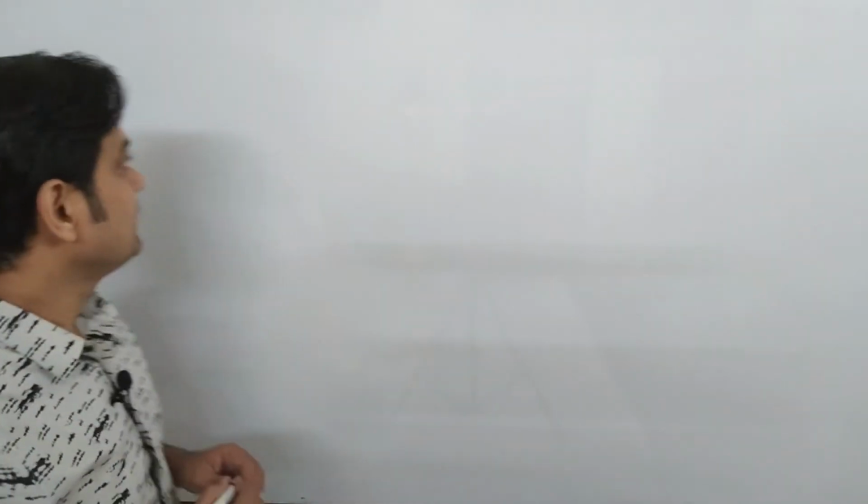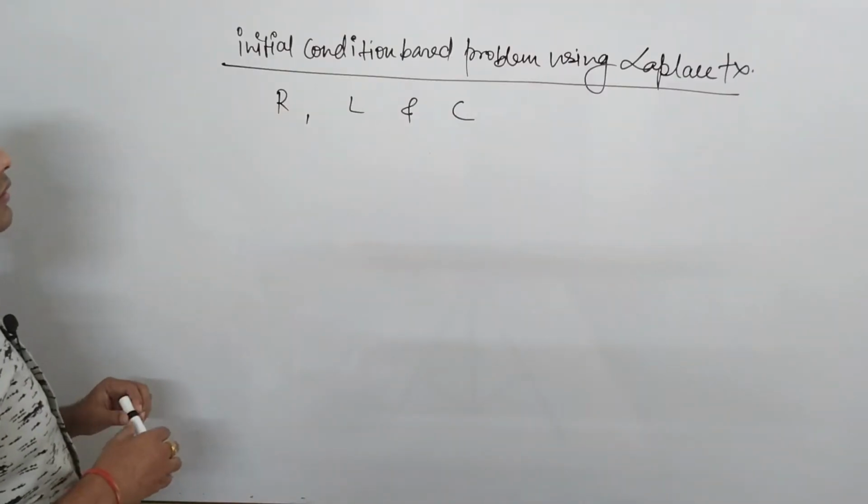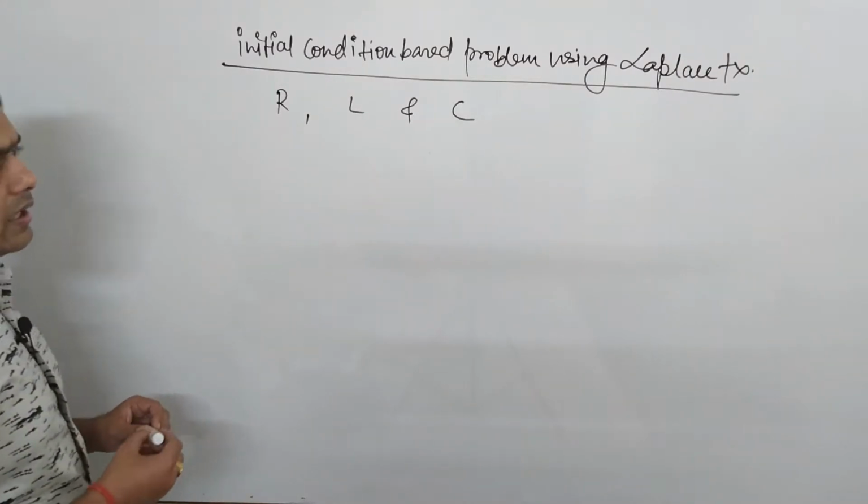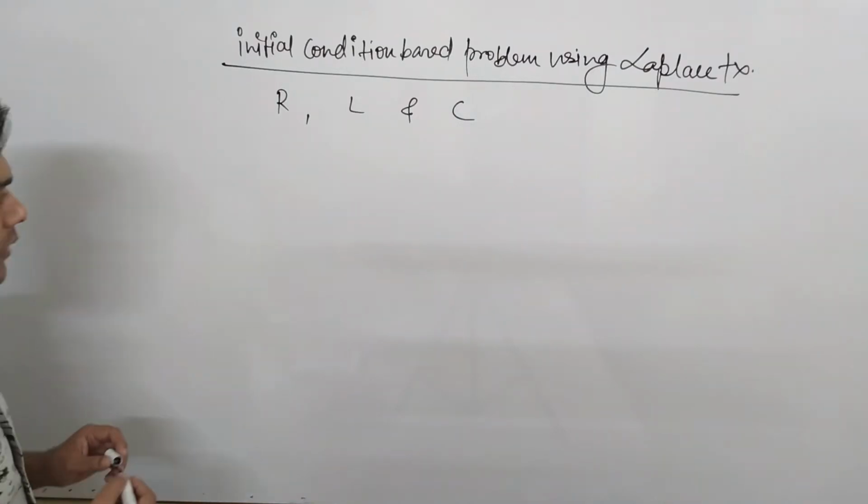So we start with our next problem solving session, especially for Laplace transformation. We have seen initial condition based problems using Laplace transformation. This is our topic. And we have seen three different types of elements, that is R, L and C.